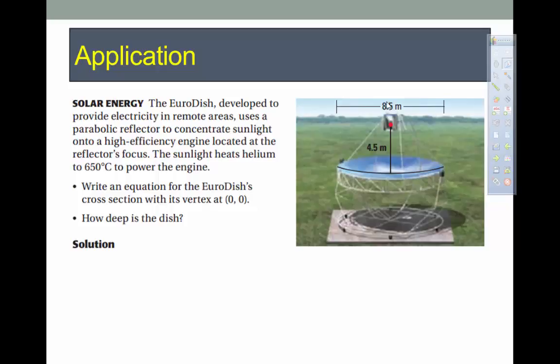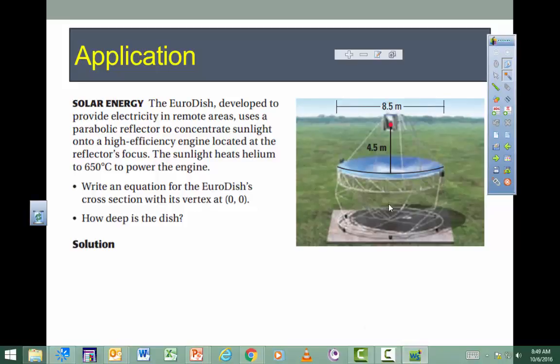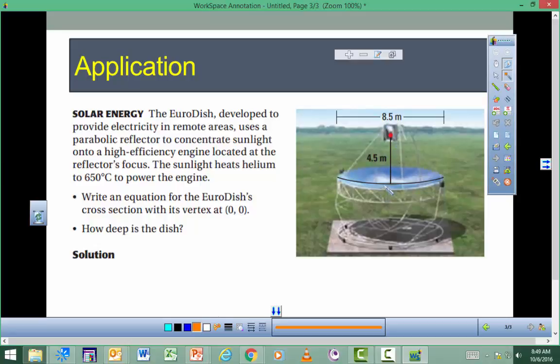The Euro dish, developed to provide electricity in remote areas, uses a parabolic reflector to concentrate the sunlight onto a high-efficiency engine located at the reflector's focus. The sunlight heats the helium to 650 degrees. That's hot. To power the engine. Write an equation for the Euro dish's cross-section with its vertex at (0, 0). How deep is the dish? Okay? So first of all, it's not 4.5. They're just asking how deep is the dish at that point. If you go straight across here, what is that depth right there?